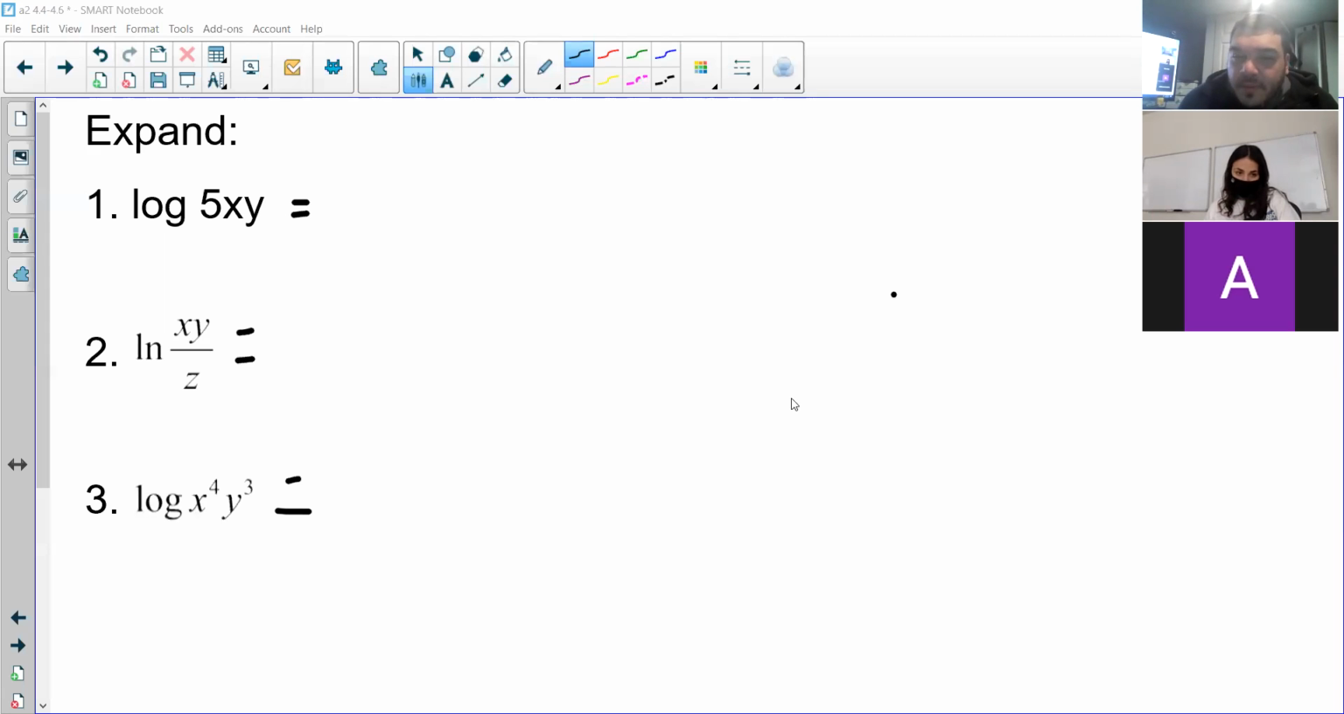No, Mariah. 5, x, and y are all independent of each other. 5, x, and y are all different. So 5, x, and y should all have their own logs. There should be no sharing between them. There you go, Mariah. That's how you get it. Each one gets its own log.